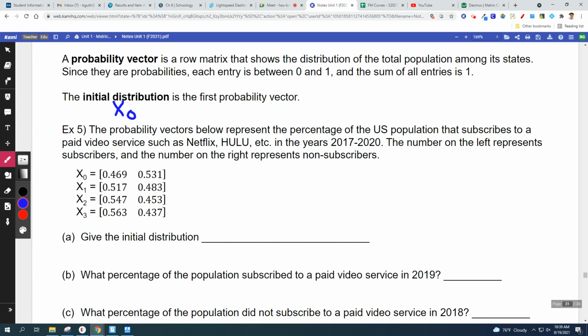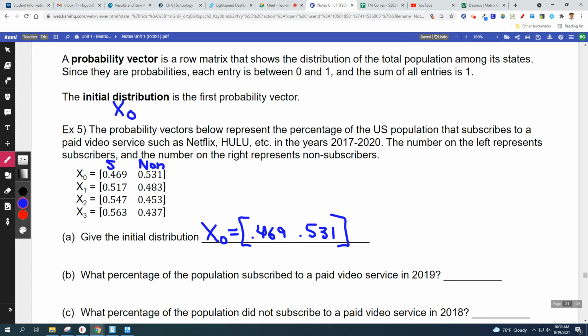Number 5 says the probability vectors below represent the percentage of the U.S. population that subscribe to a paid video service such as Netflix, Hulu, etc. in the years 2017 through 2020. The number on the left represents subscribers, and the number on the right represents non-subscribers. Give the initial distribution. Well, initial distribution, that's x0. That's the first one. So literally all I want you to do is write it down. You've got 0.469 and 0.531.